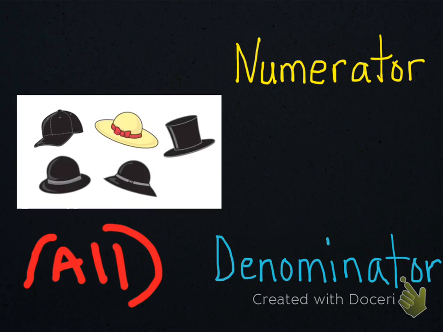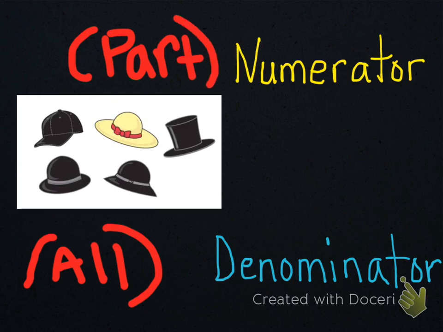And when we look at the numerator, that is whatever the problem is asking for. So if I said, what fraction of the hats is black, the numerator would be the part that I'm asking about. So let's write that as a fraction. You would tell me that 4 of the hats are black. That would be our numerator. Then we put a little line like this. And the bottom number, which is called our denominator, would be how many hats we have altogether, which we already counted at the beginning was 5.